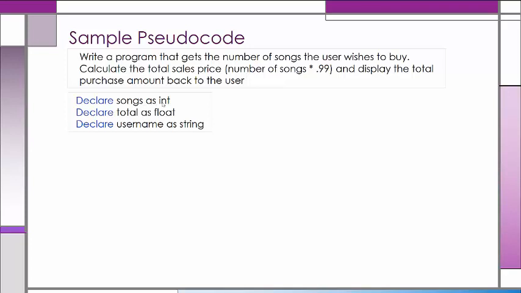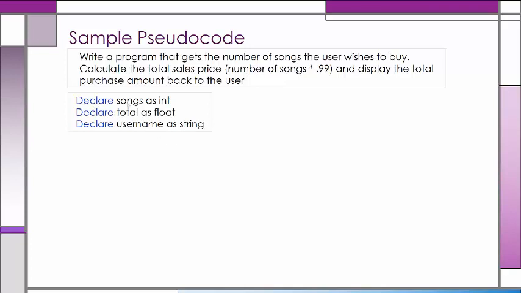So declare songs is int because we're going to be getting the songs from the user. So we need a variable storage location to hold songs. And we know that that's going to be an int. It's going to be 1, 2, 3, 4, 5. It's a number of songs they want to purchase. Declare total. So total is going to hold our calculation, the number of songs times 99 cents. And so that's going to be a float because it's a decimal. And then we're going to get their username, and that's going to be a string.